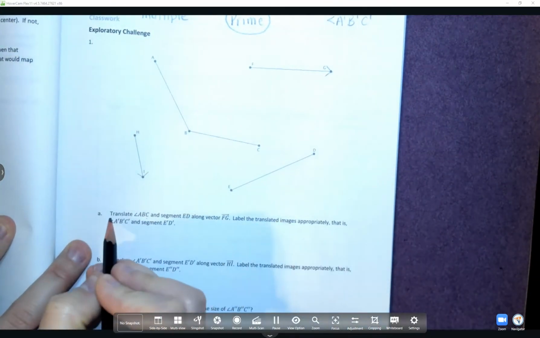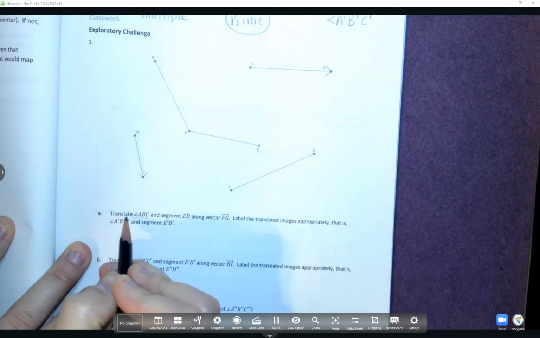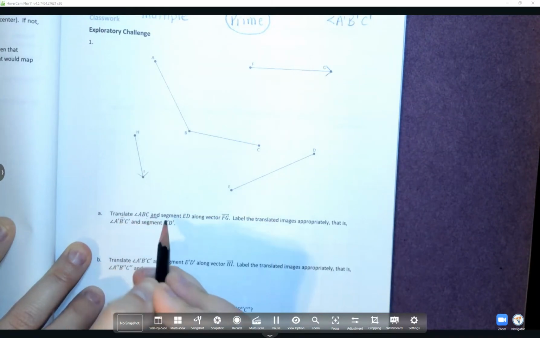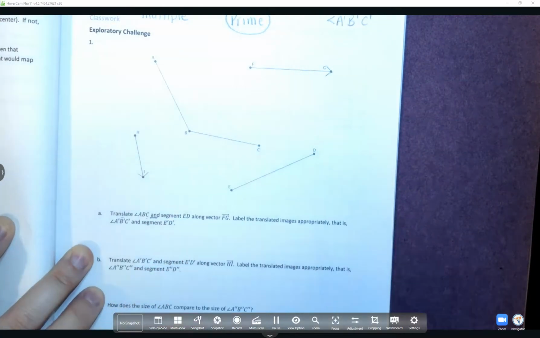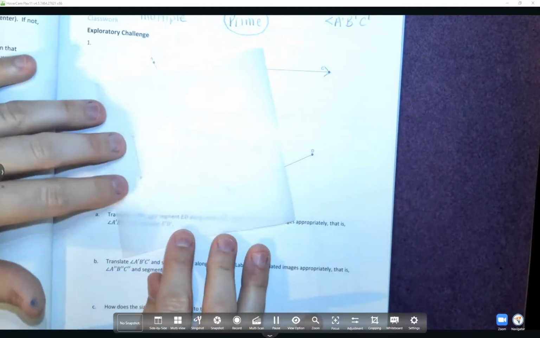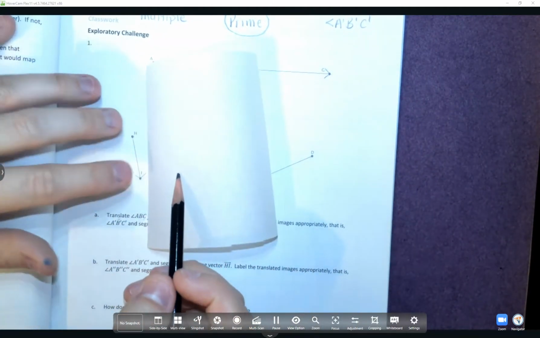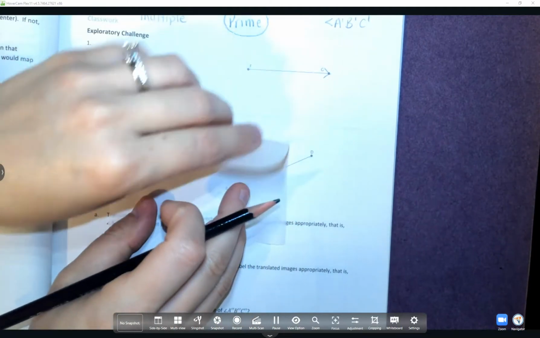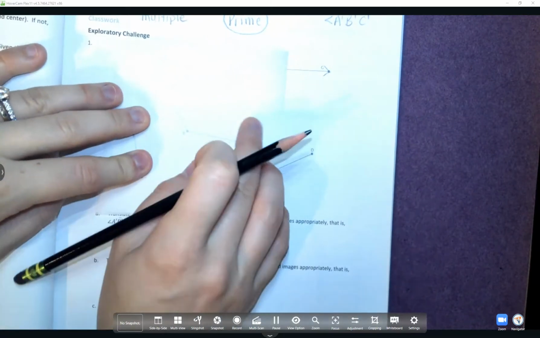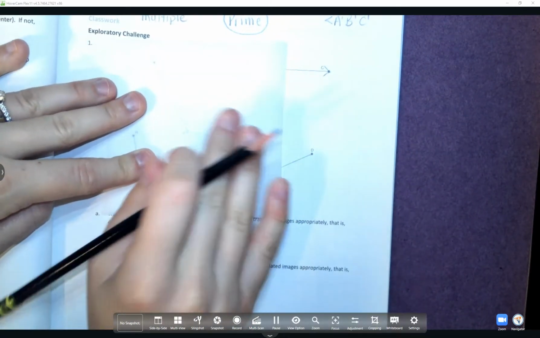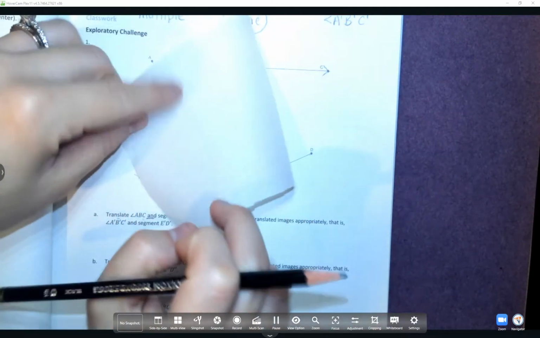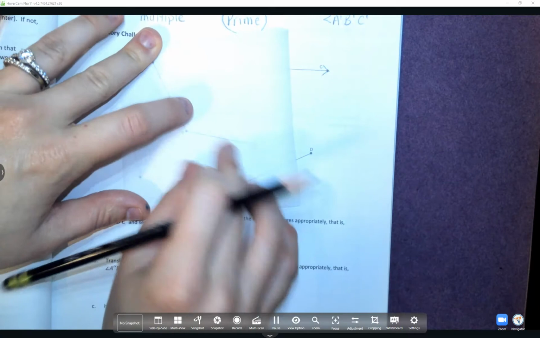The first step is to translate, which again we know means to slide, angle ABC and segment ED along vector FG. So we've talked a lot about patty paper. I don't have patty paper at home, but I do have contact paper, which most of you probably have in your kitchen. It's like wax paper, parchment paper, that you use for baking. So I just cut a little square off, and as you can see, I can see through it.